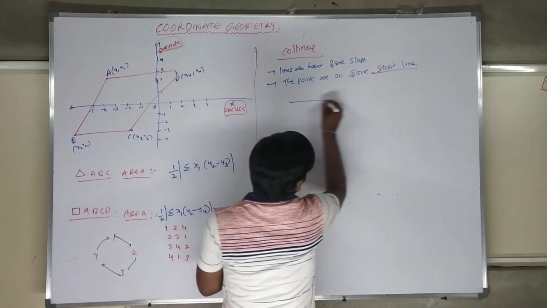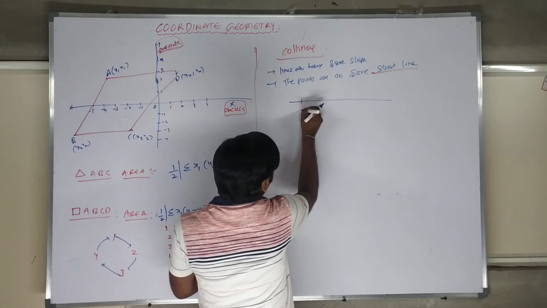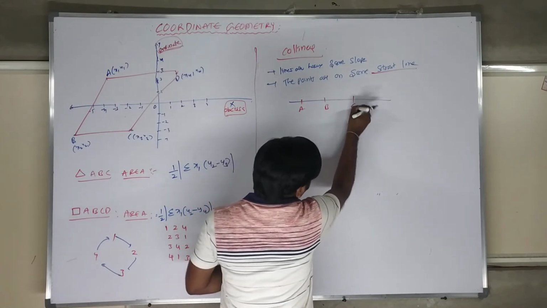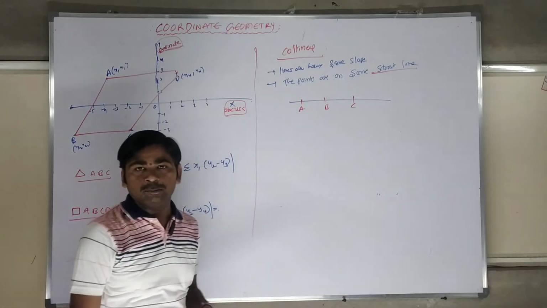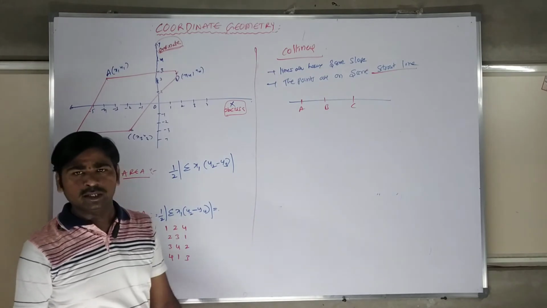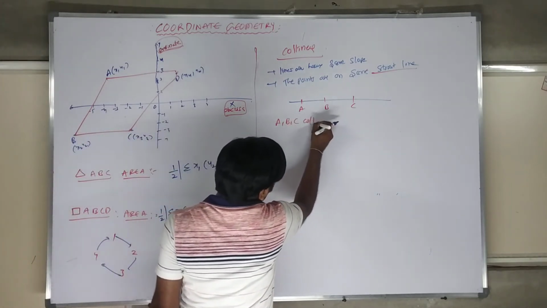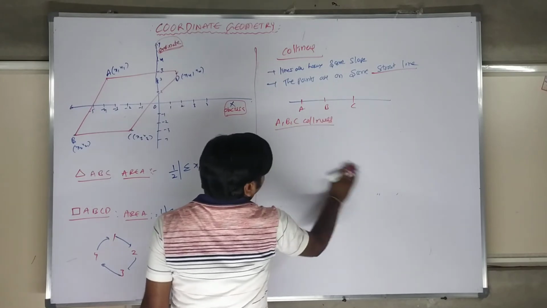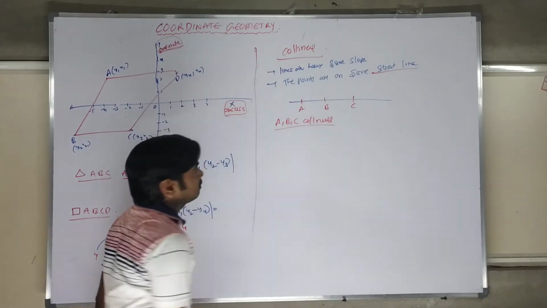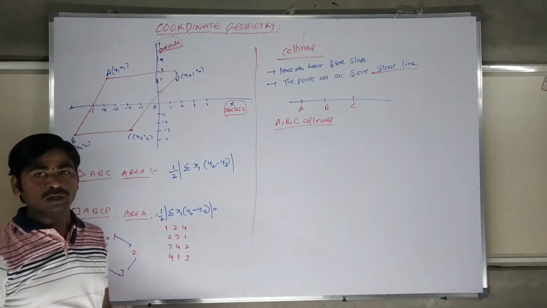Example, let us have one line. We have a point A, point B, point C. Are these points on the same line? Same line. So A, B, C are collinear. The moment A, B, C are collinear, what are the conditions when you are getting the examination?